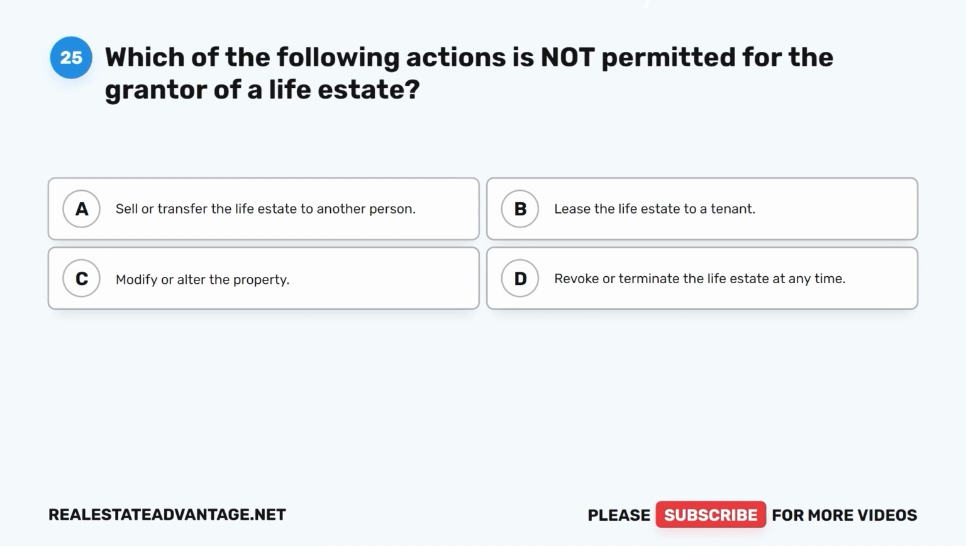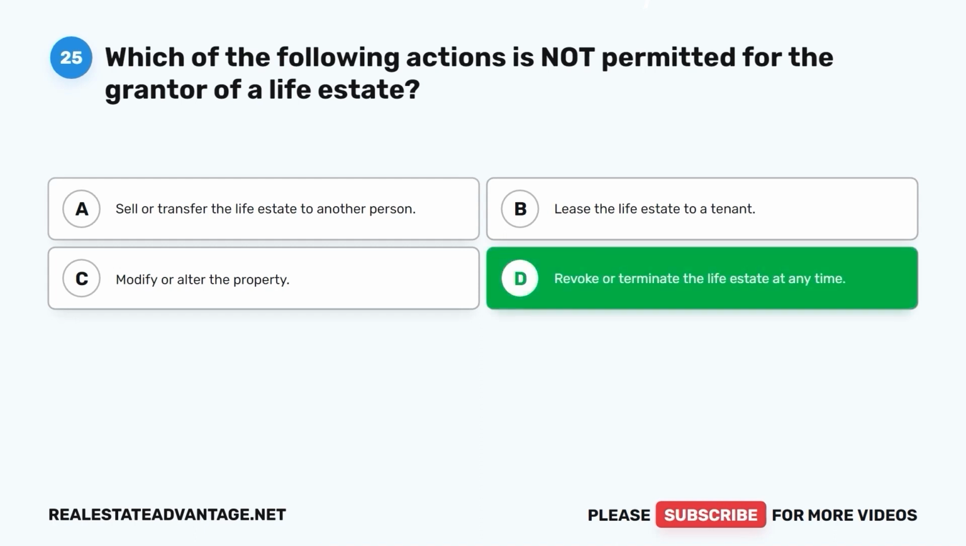Question 25. Which of the following actions is not permitted for the grantor of a life estate? A. Sell or transfer the life estate to another person. B. Lease the life estate to a tenant. C. Modify or alter the property. D. Revoke or terminate the life estate at any time. The correct answer is D.